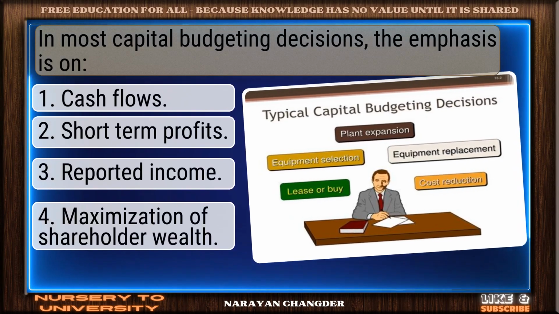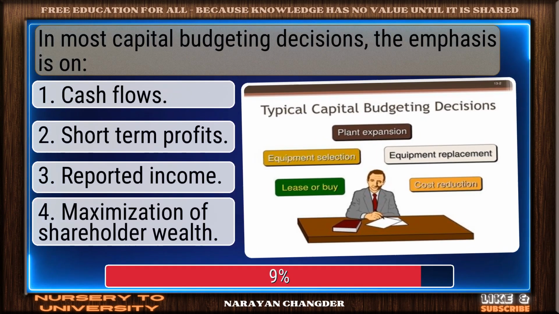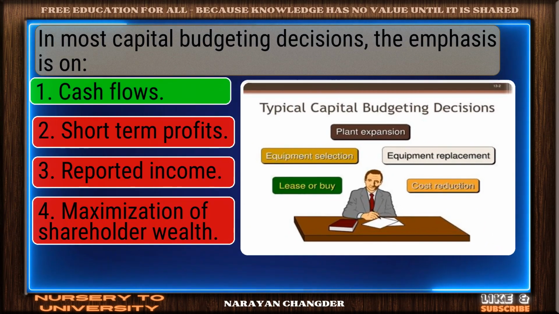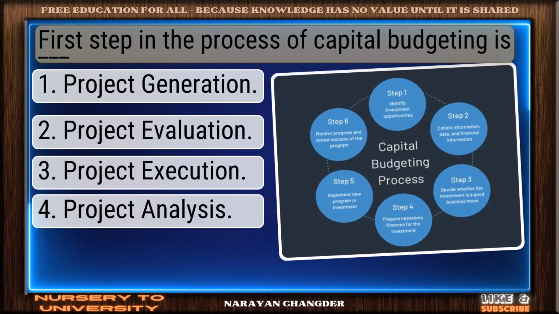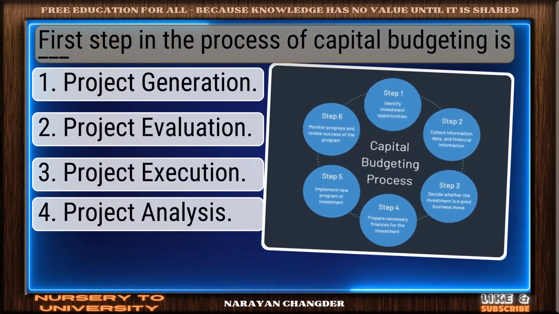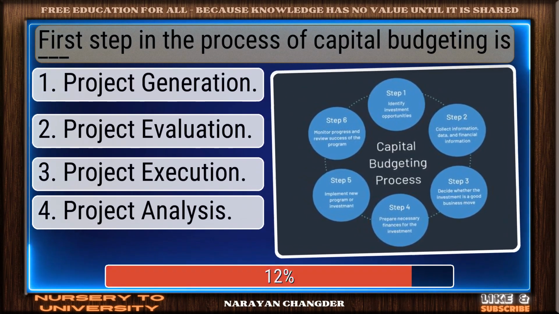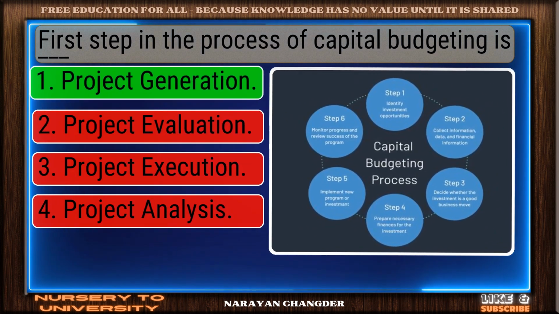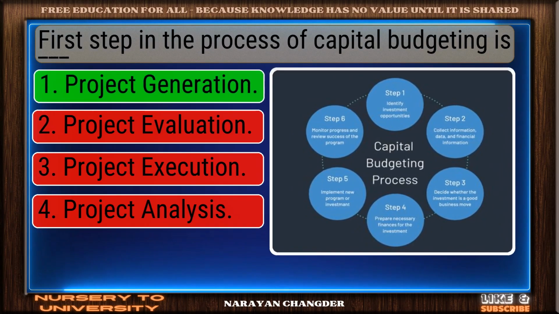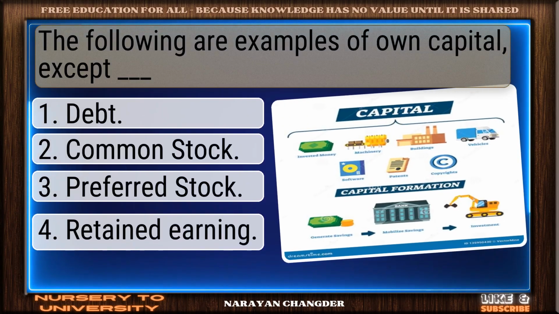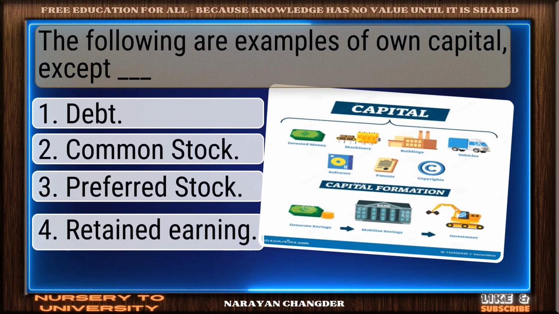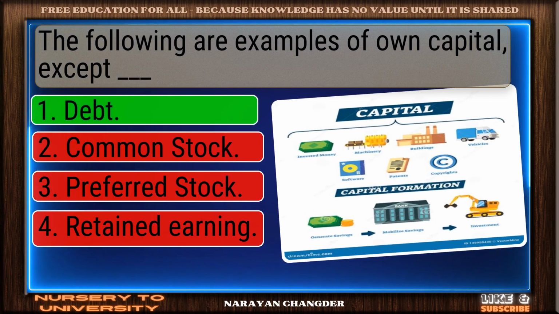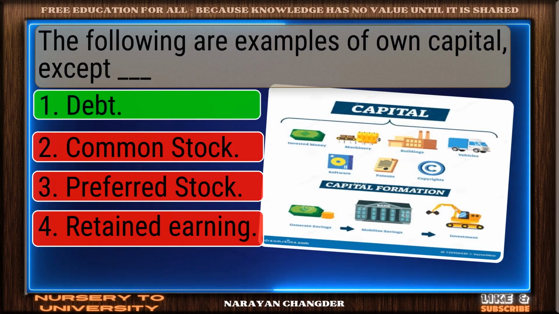In most capital budgeting decisions, the emphasis is on. You chose cash flows, and it is correct. First step in the process of capital budgeting is dash. On track. Project generation is the correct answer. The following are examples of own capital, except dash. Great thinking. Debt is the right choice.